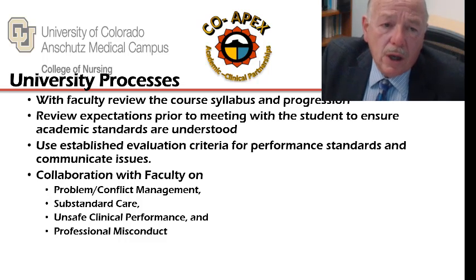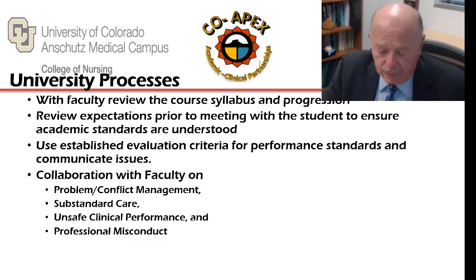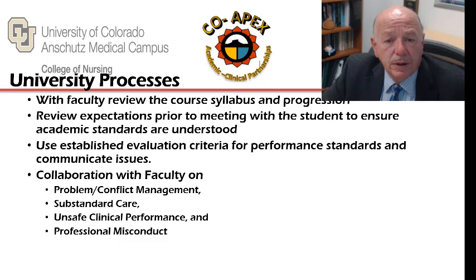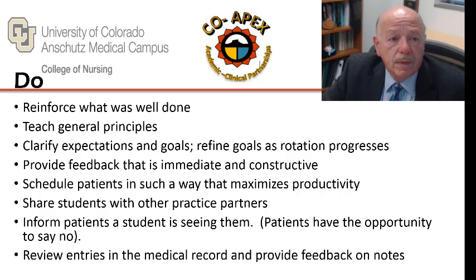Now, within that, because they are students of the university, there are a series of different things that need to occur. First, the faculty need to review the course syllabus and the progression with the preceptor. That you review expectations prior to meeting with the student, just to make sure that you understand where the students are supposed to go. That you use the established evaluation criteria for performance standards and communicate any problems that the student may have meeting those standards. Then most certainly you collaborate with the faculty on problem, conflict management, substandard care, unsafe clinical performance, and professional misconduct.